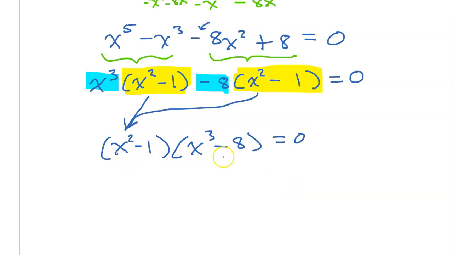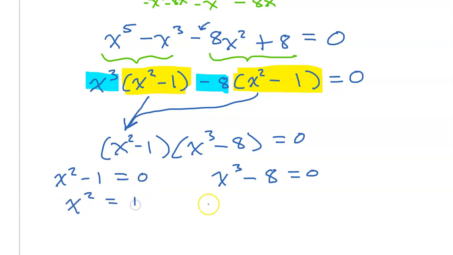Okay, each of these can be factored further, but rather than do that, I think this time I'm going to go straight to my zero product property and set each factor equal to 0. So I have x squared minus 1 equals 0, and I have x to the third power minus 8 is equal to 0. Adding 1 to both sides, we get x squared is equal to 1. Adding 8 to both sides, we have x cubed is equal to 8. Then taking the square root of both sides for the first one, and taking the cube root of both sides for the second one.